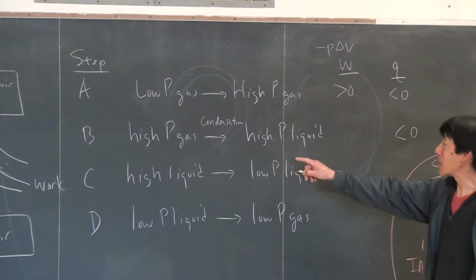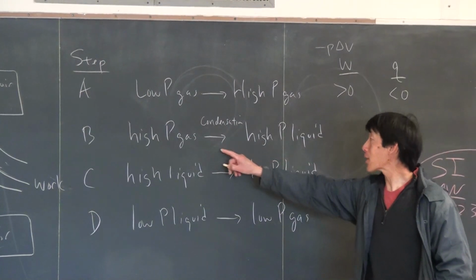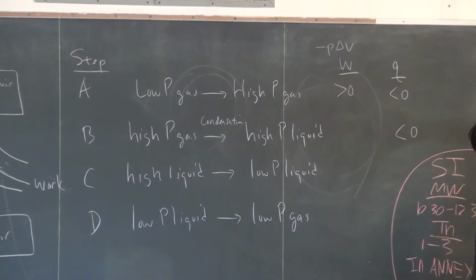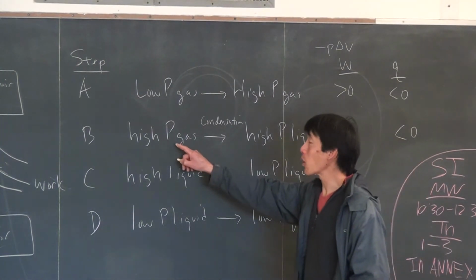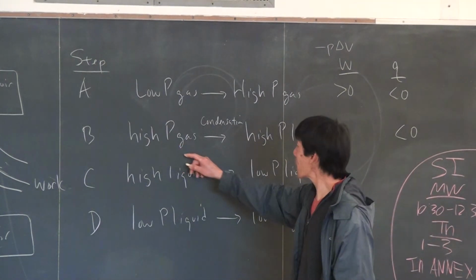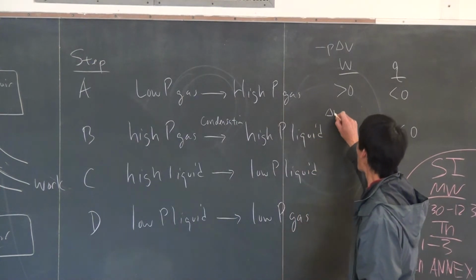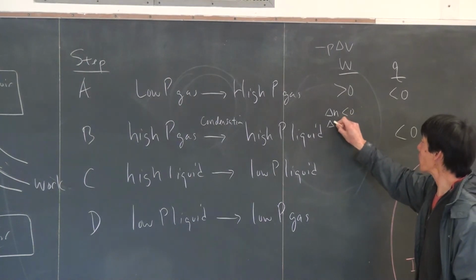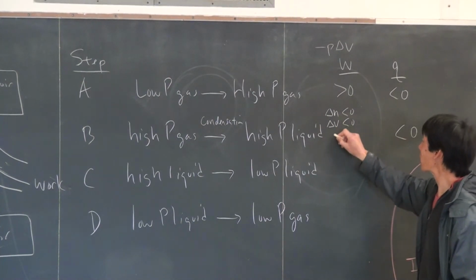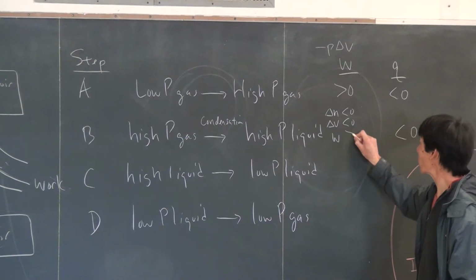Okay, so when a gas condenses, we have a gas going to a liquid. So we can do with this the same thing we did on Tuesday. So what's delta N going to be? The change in the moles of gas. Yes, so then we have 0 moles of gas products, 1 mole of gas reactants, so delta N in this case is going to be less than 0, which means that delta V is going to be less than 0, which means that the work is going to be greater than 0.